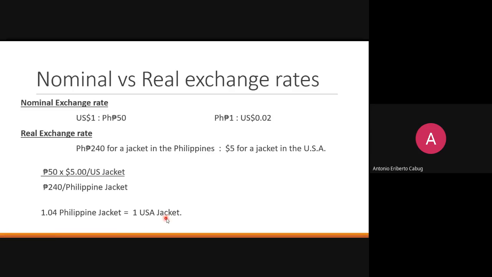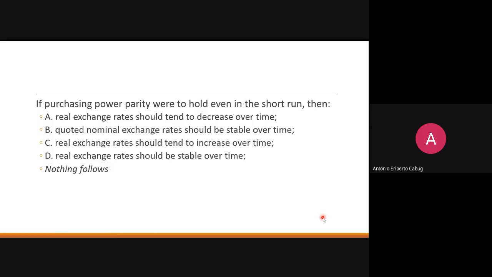For one USA jacket, you can buy 1.04 Philippine jackets. The calculations were explained last time. Or you can put it this way, for one Philippine jacket, you can only obtain 0.96 US jacket. So this is what we call the real exchange rates, where real goods are being compared rather than the currencies. If purchasing power were to hold even in the short run, then very good. Nakuha nyo na to, no?